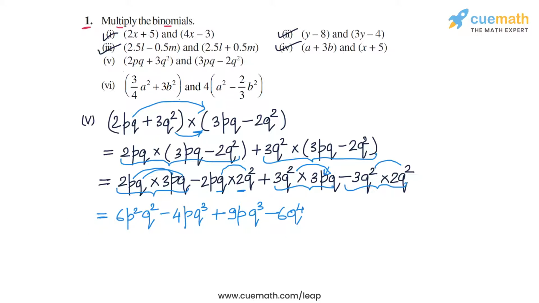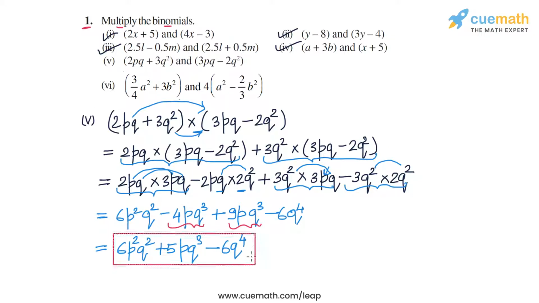Okay, and now in these four terms that we have obtained, the second term and the third term are like terms, minus 4pq cube plus 9pq cube, so we can combine them. So we will get 6p square q square. Then the second and third term can be combined to give us 5pq cube, and then the last term is minus 6q to the power 4. So this expression that we have obtained is the answer for part 5.